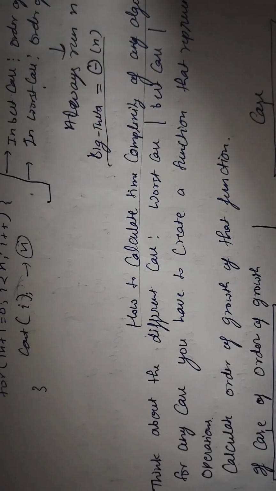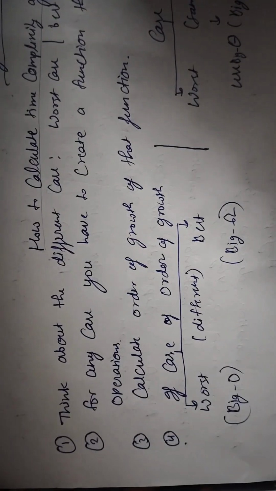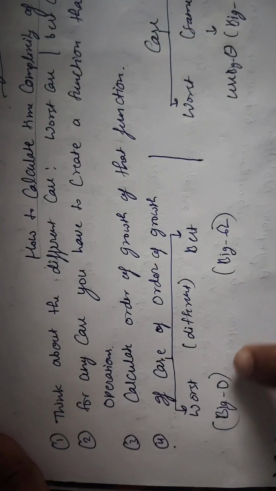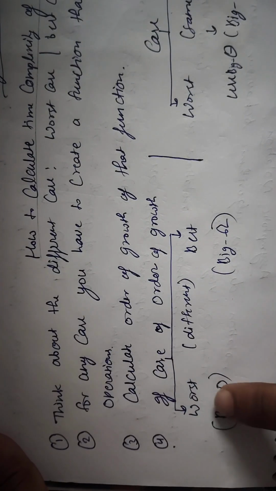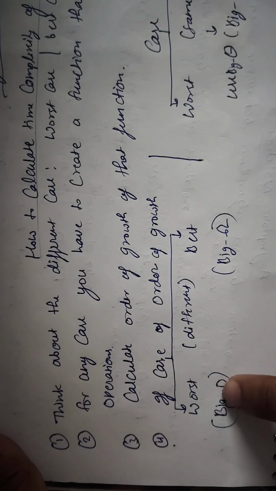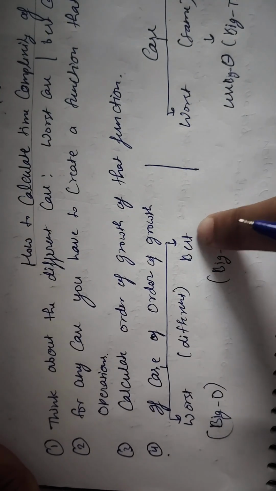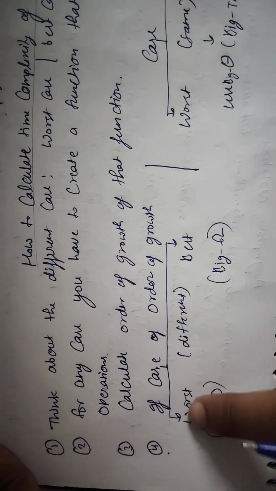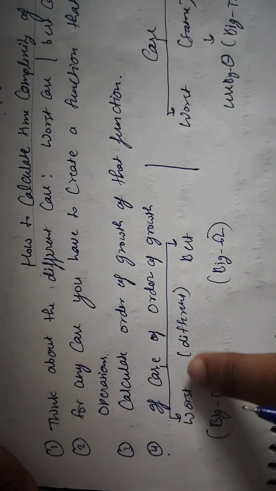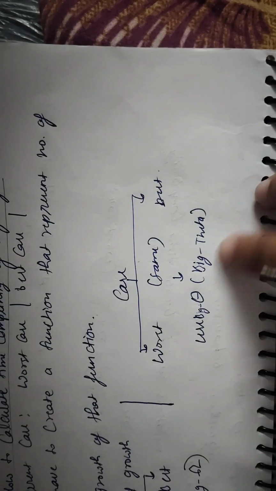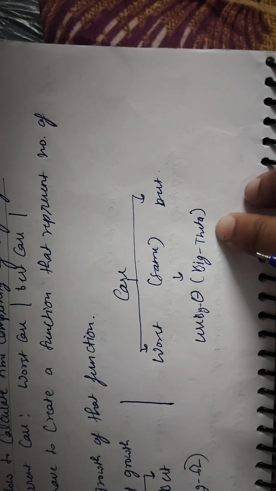Suppose in the case of order of growth, it is different for the worst case, then you use big O notation for that. And for the best case, if the order of growth is different from the worst case, then you use big omega notation. And if the order of growth is the same in the worst case and best case, then you use big theta notation for that.